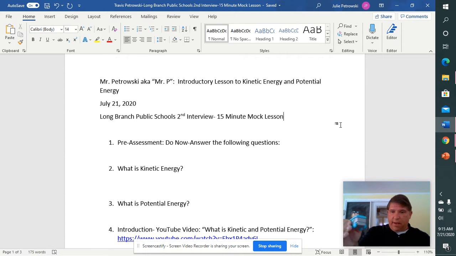Let me introduce Bob. Bob is a Minecraft character. However, Bob's going on a roller coaster today. Say hi, Bob. Okay. So we're going to be talking about roller coasters, and we're going to be talking about kinetic energy and potential energy.